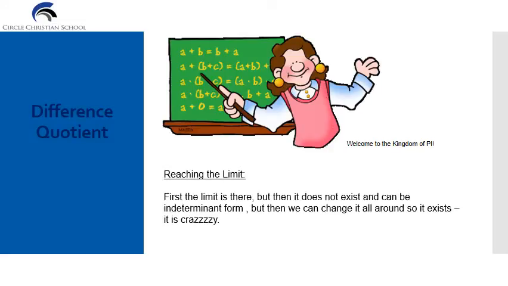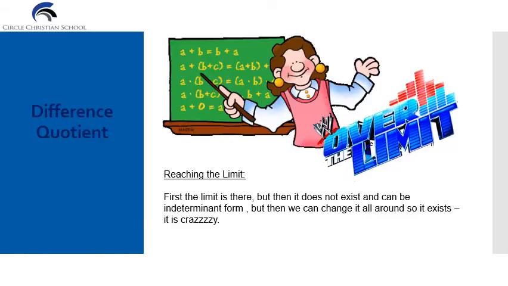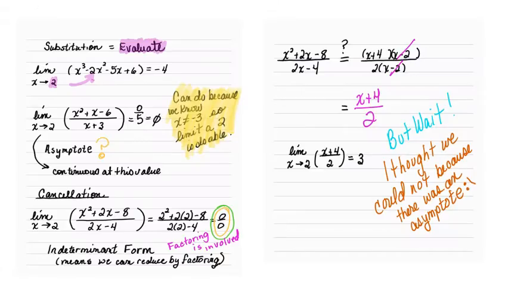The difference quotient, reaching the limit. First the limit's there, then it doesn't exist, and it can be indeterminate form, but then we can change it all around so it does exist. Kind of crazy. These are the notes from class.